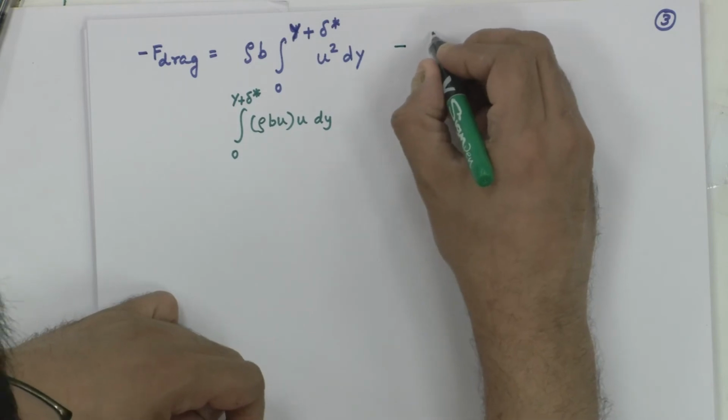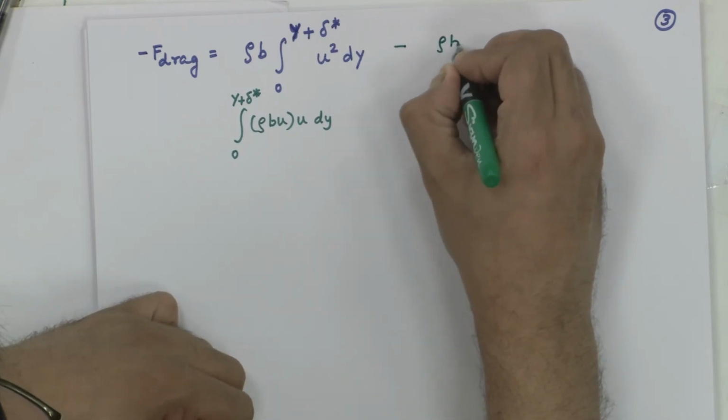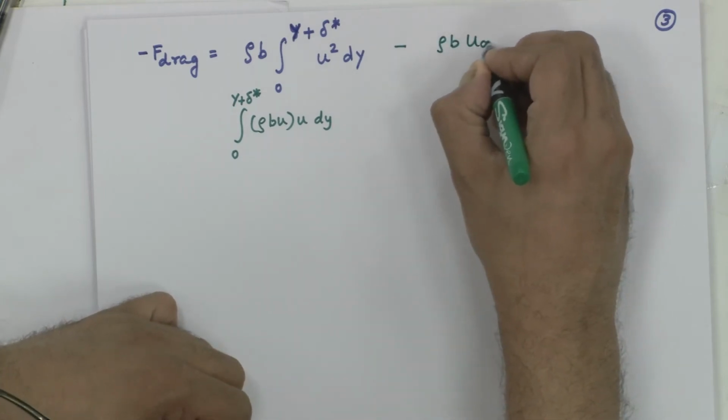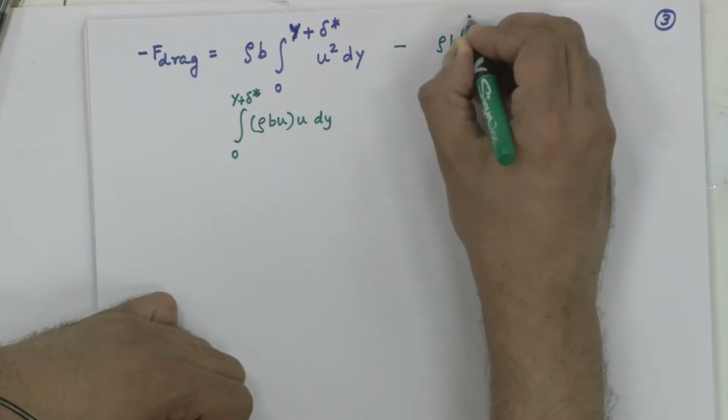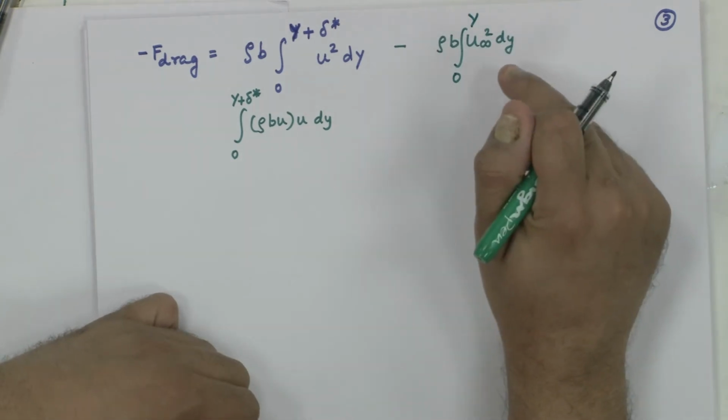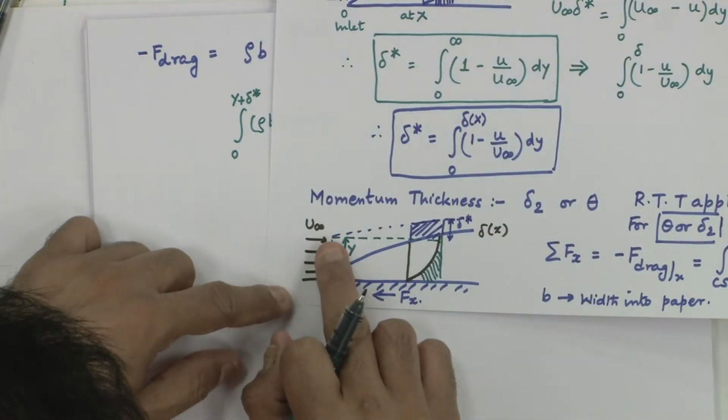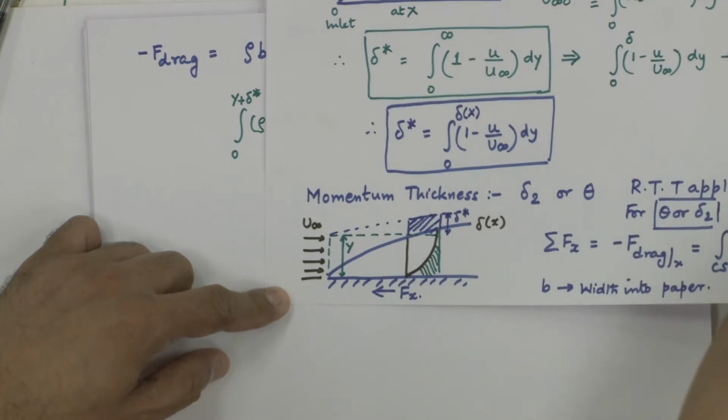because at the exit the displacement thickness delta star is the amount by which the streamlines have been displaced or moved. So, this minus the inlet or incoming momentum, rho b u infinity squared dy evaluated between 0 to capital Y. Why capital Y? Because at the inlet the thickness is only capital Y.